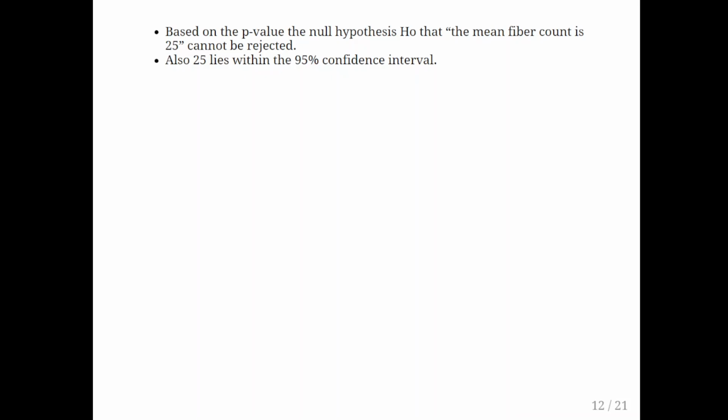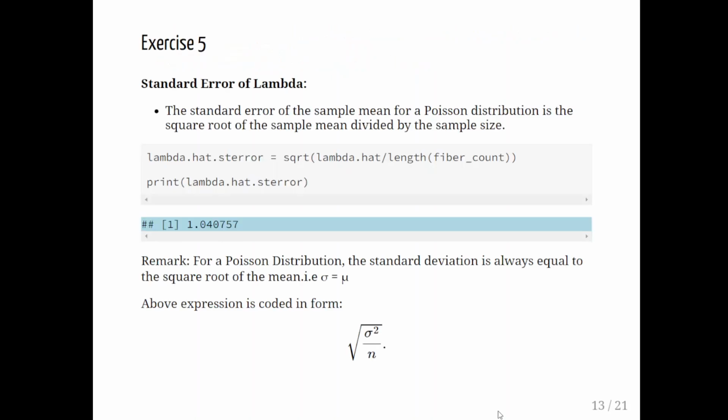So moving on to the standard error now. This one's interesting. The standard error for the sample mean of a Poisson distribution is the square root of the sample mean divided by the sample size. So lambda hat standard error is the square root of lambda hat divided by the length of fiber count. That's the sample size.